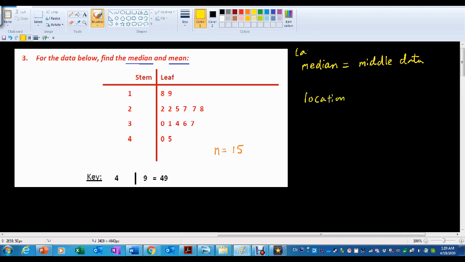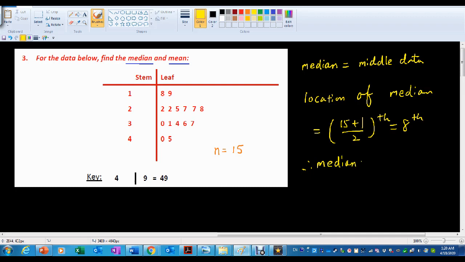Sorry, just the median. The location of that median is 15 plus 1 divided by 2. So that's the 8th data. That doesn't mean the median is 8. It just means you need to find the 8th data in ascending order. So we know the median is the 8th data.